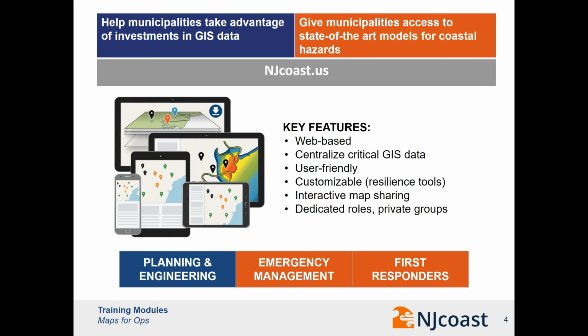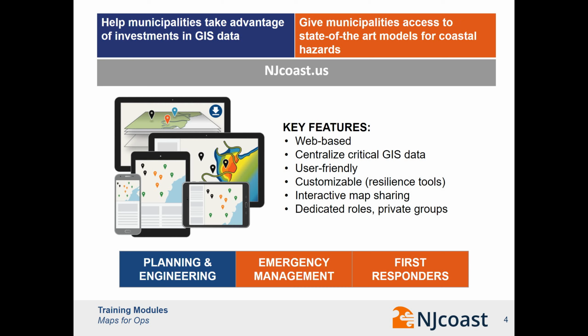In addition, by doing so, we would also have the ability to bring in some new tools that could bring state-of-the-art modeling capabilities for coastal hazards into this platform so decision makers would have access to those data as well. NJcoast, which is located at njcoast.us, accessible through any standard web browser, provides these dual functions.